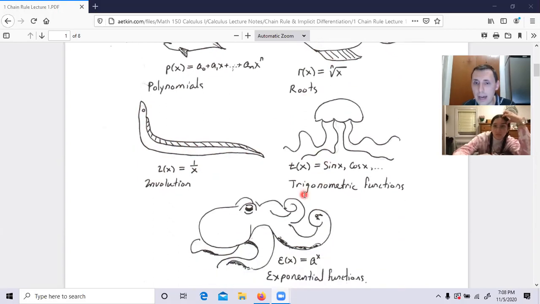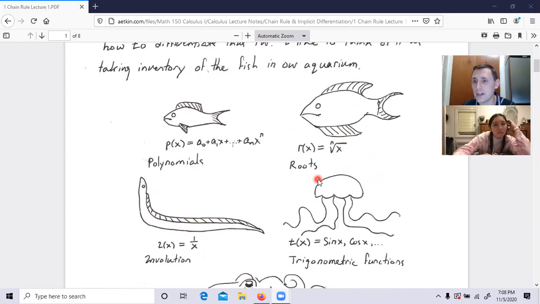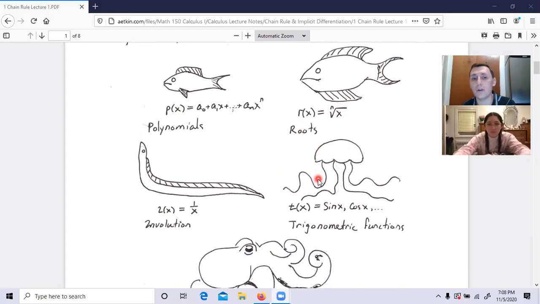And then, of course, you have the medusas. The medusas are the trig functions. You can see why I think of them as the trig functions, yes? And of course, the octopi are the exponential functions. So those are all the functions we are familiar with. Yes? Good? Now let's see how familiar you are with the situation.